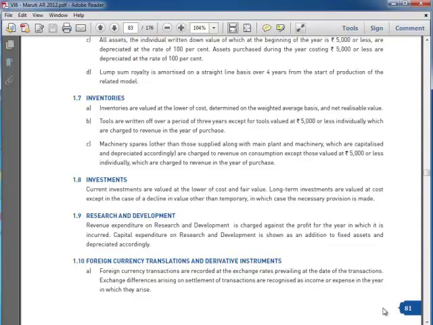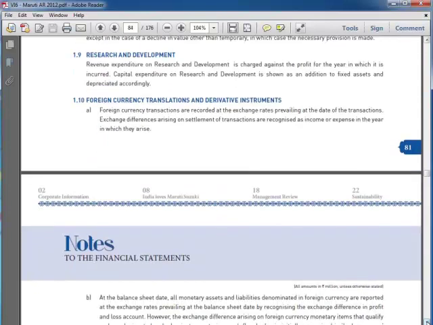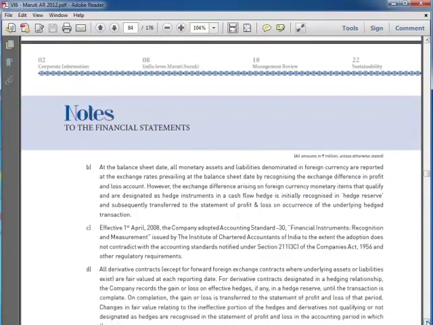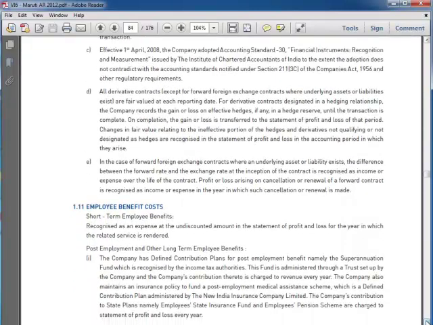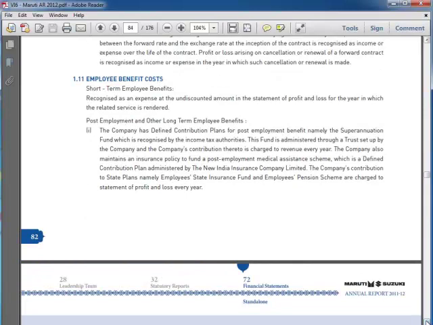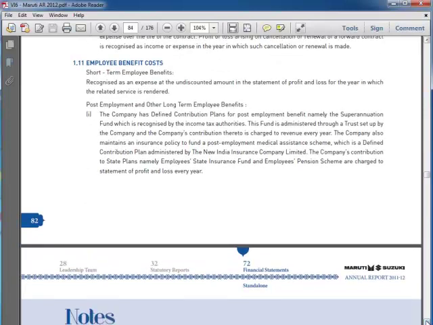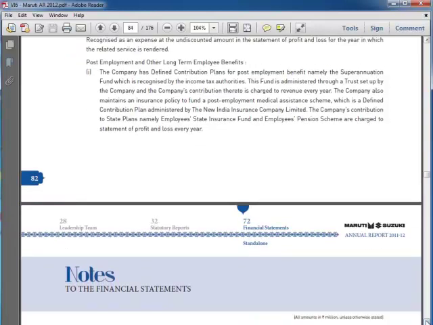Then we have foreign currency translations and derivative instruments, so how they account for those. Okay, and there's a lot of detail here as to what they do with those, and we won't go through those much. So we have then employee benefit costs, and this is referring to how they recognize employee benefit costs, and they're talking about a defined contribution plan, which is a pension plan.